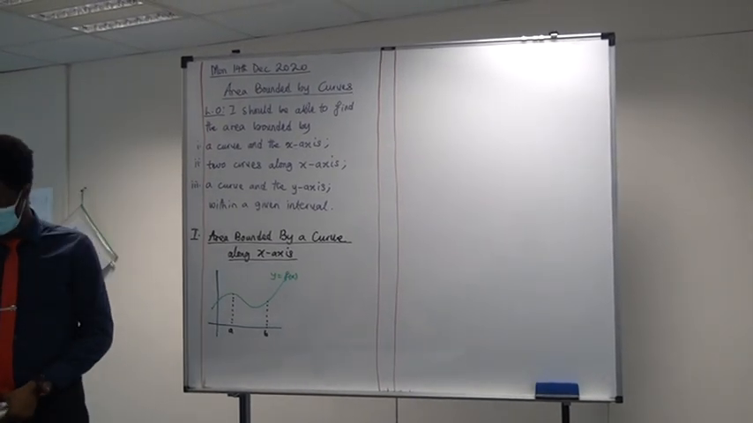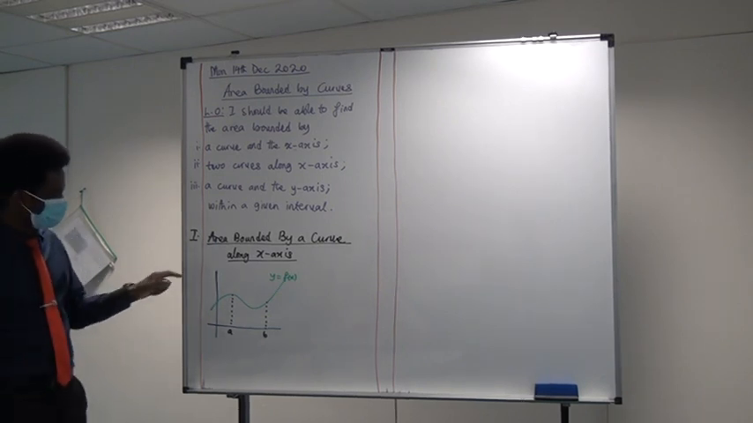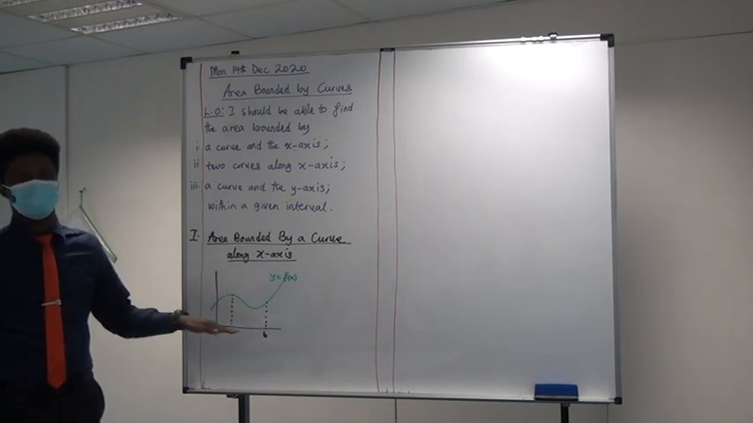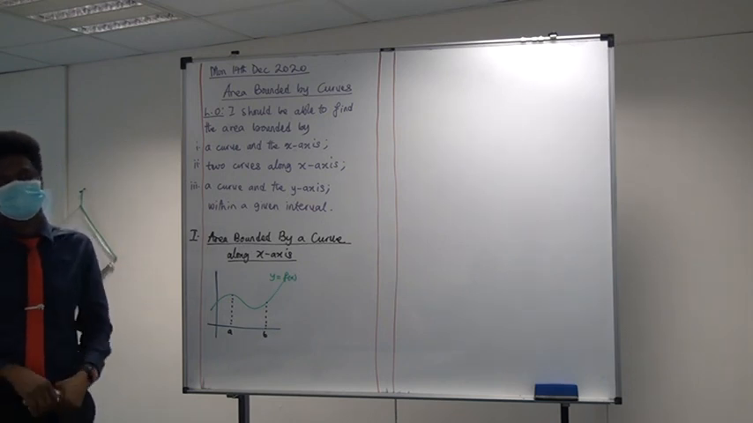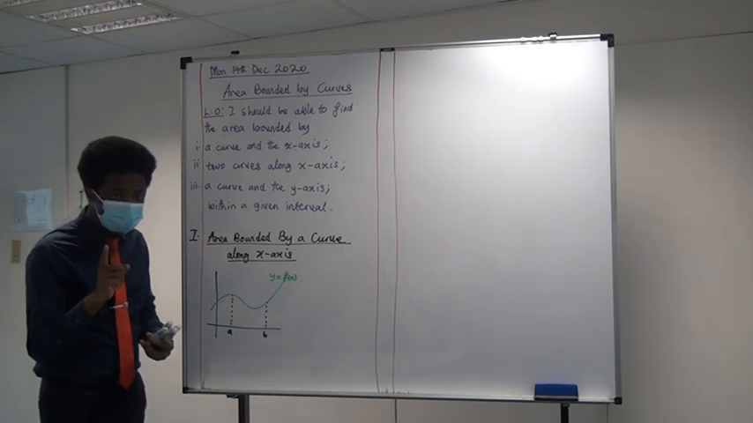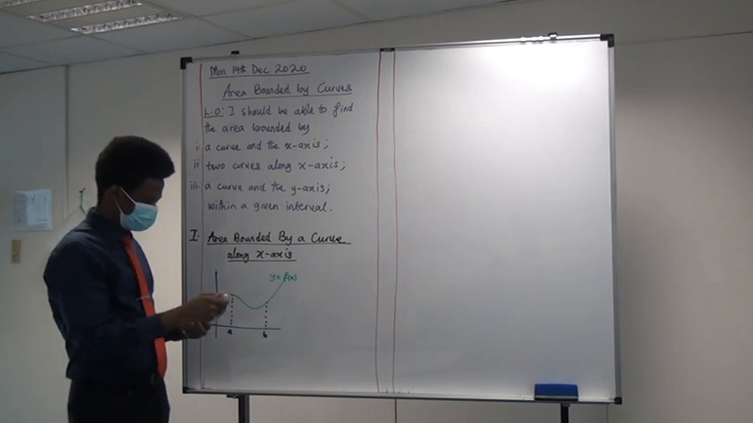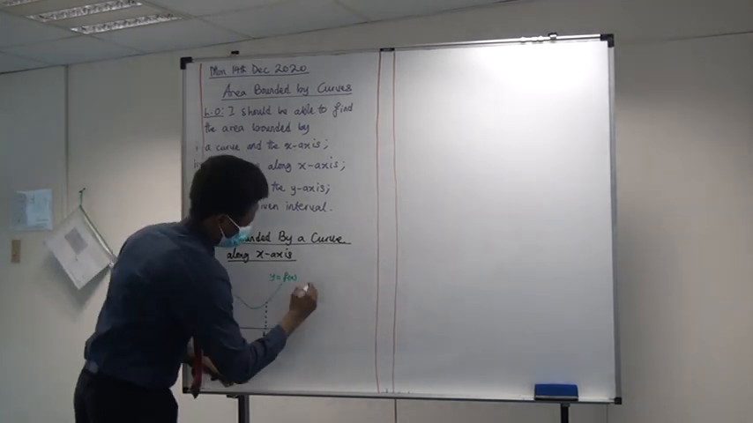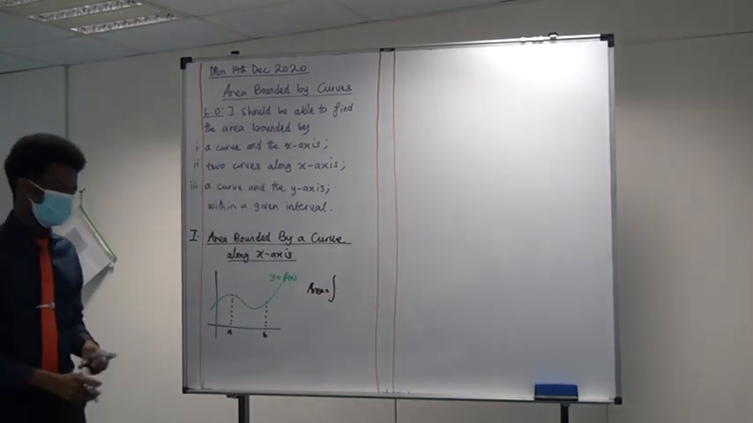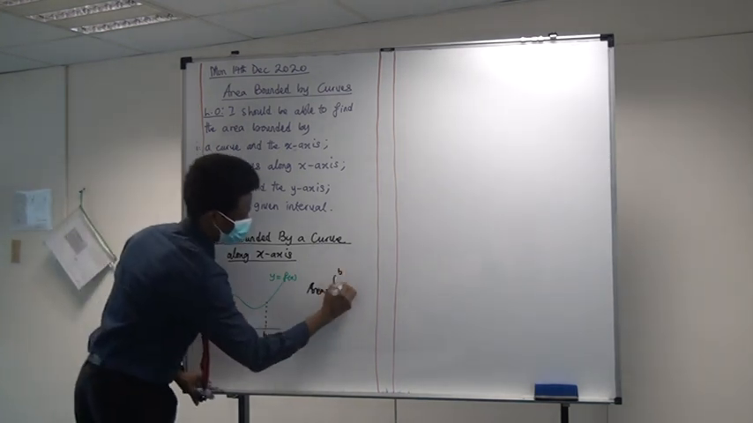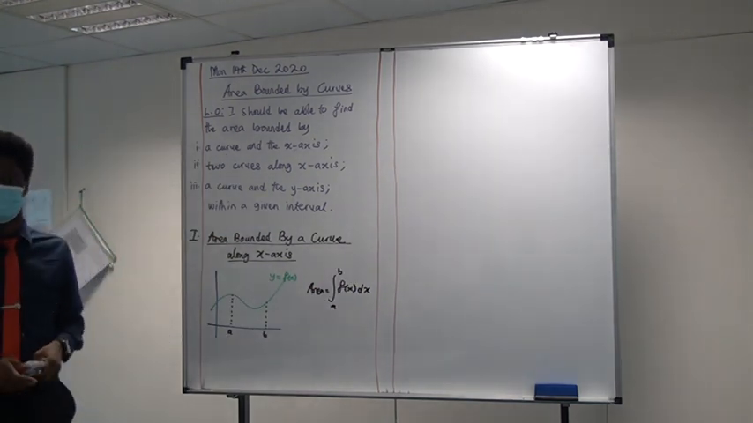So from your investigation, this is simply what? The area bounded by this curve along the x-axis within this interval can be calculated directly by what? The definite integral, not just integration. By calculating the definite integral, our area will be the definite integral from A to B of this function with respect to x. You should notice that in your investigation.